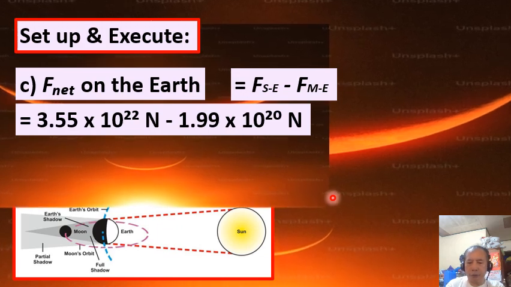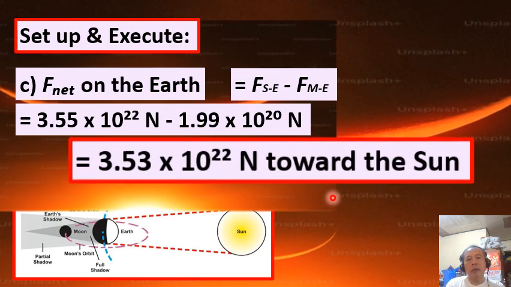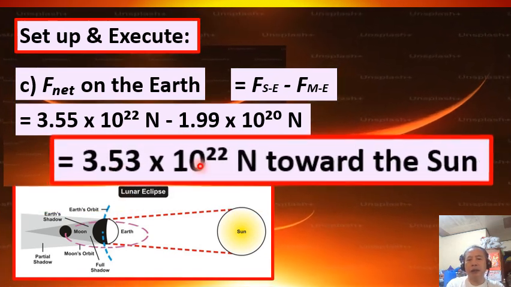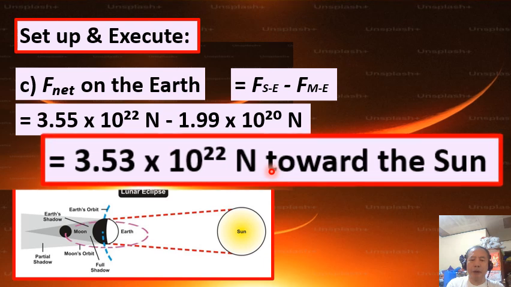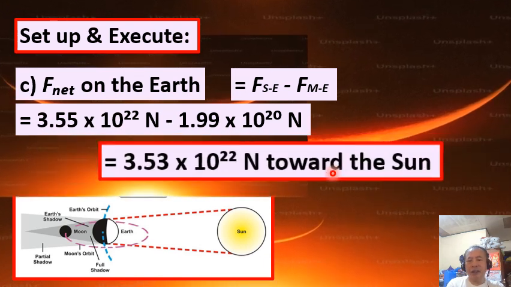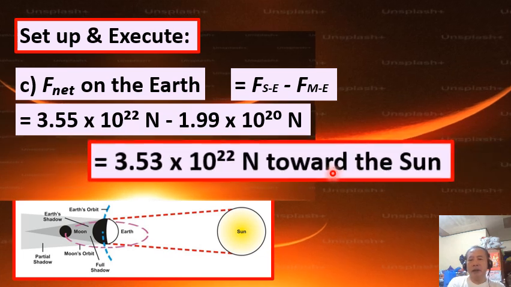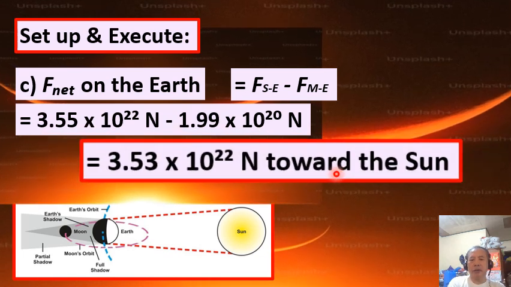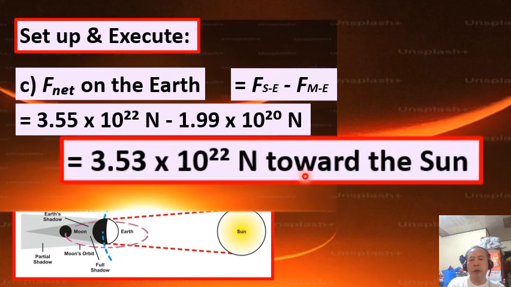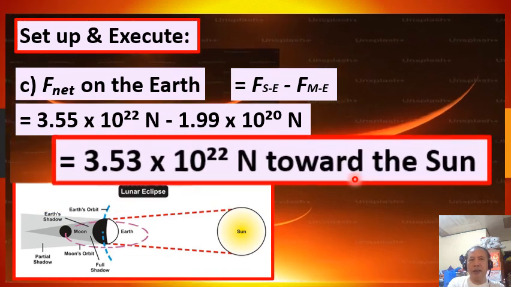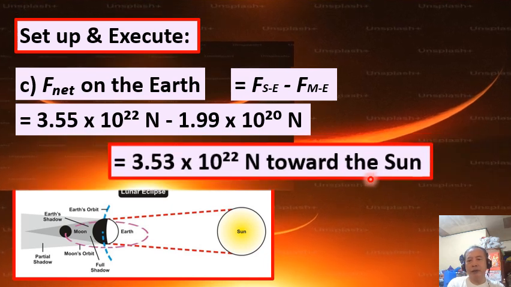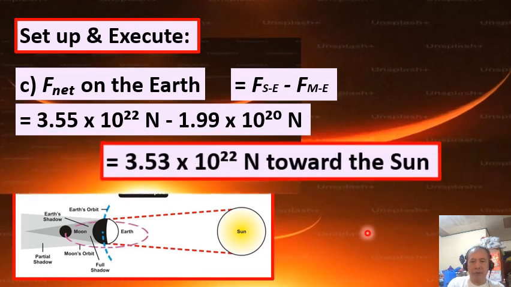So we finally get the value of the net force equal to 3.53 times 10 to the 22nd power Newton. And since the force of the sun on the Earth is much greater compared to the force exerted by the moon on the Earth, we say that the Earth is being attracted more towards the sun.